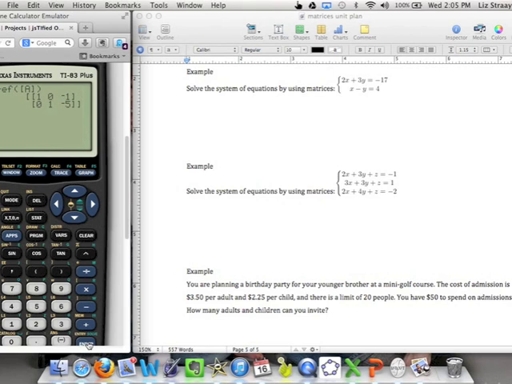So then for the next one, to put that one in, I'm going to go second, matrix. I'm going to just put it in A again because I don't need that one anymore from last time, so I'm going to hit enter. But this one has more. There's 3 variables and 3 equations, so it's going to be a 3 by 4 matrix.